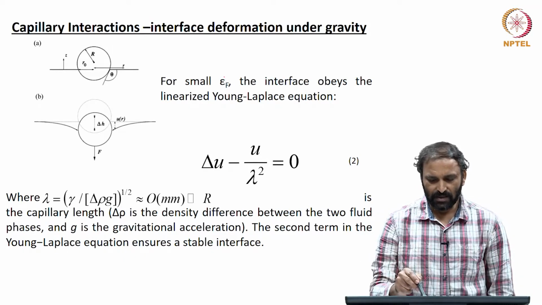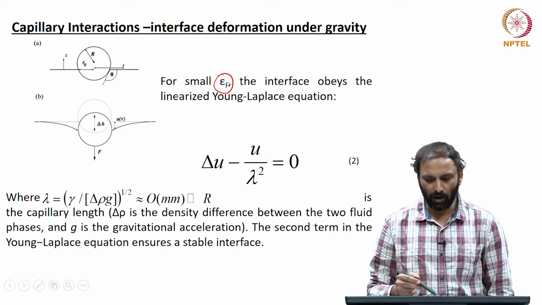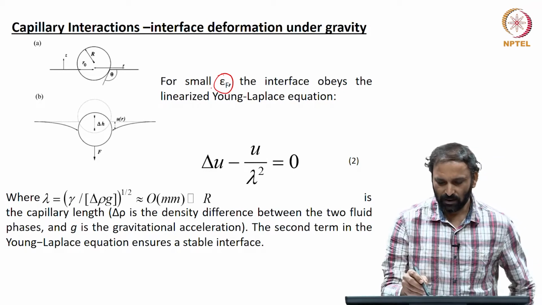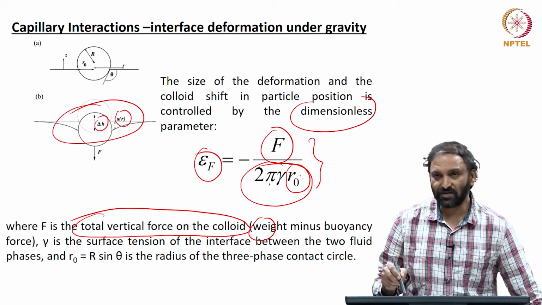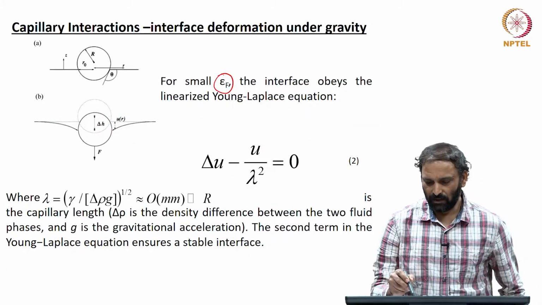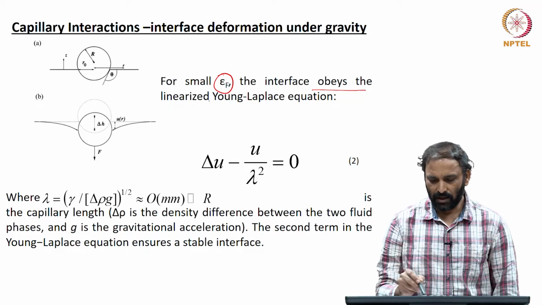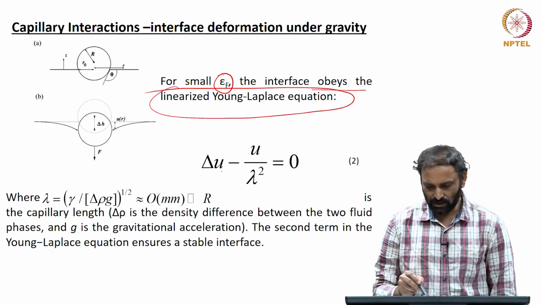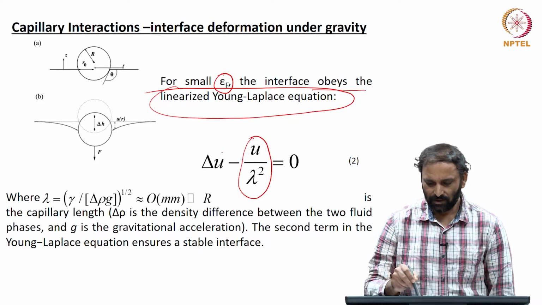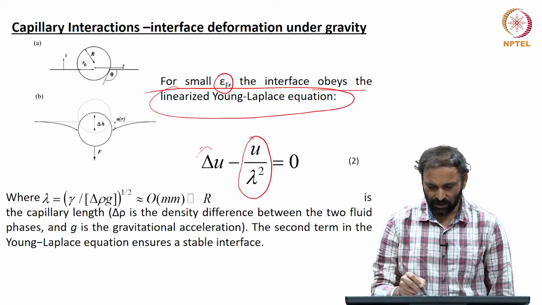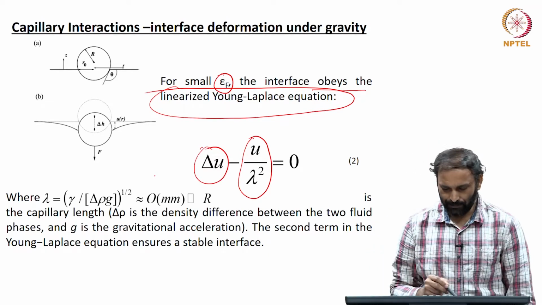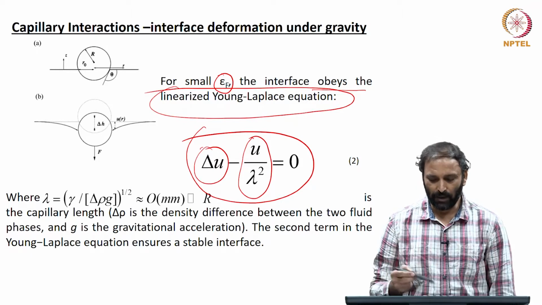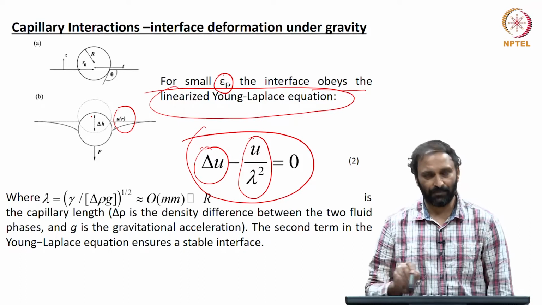When this epsilon f is very small, that means when the surface tension forces are dominant, then the interface deformation is given by the linearized Young-Laplace equation, and in this there are two terms. This comes from the hydrostatic pressure contribution, and this comes from the Laplace pressure contribution. Essentially, one could solve this linearized Young-Laplace equation to find the dependence of u of r on the radial distance r.